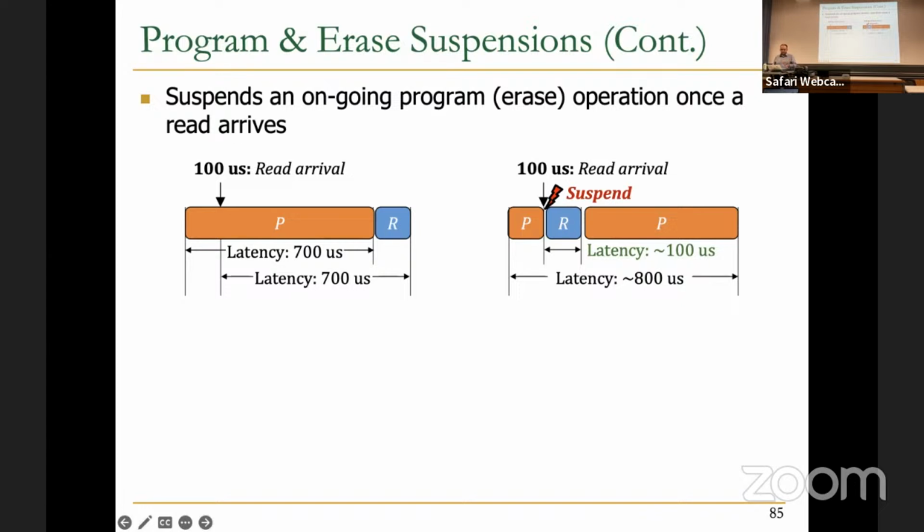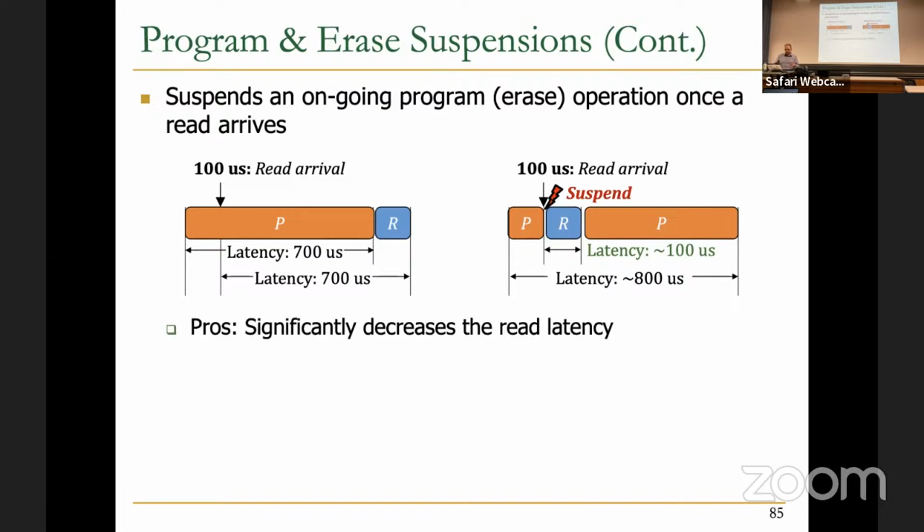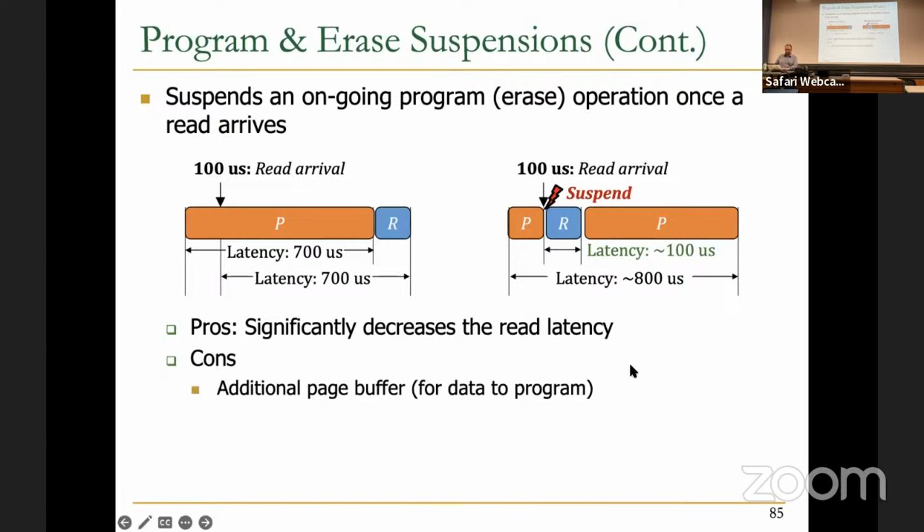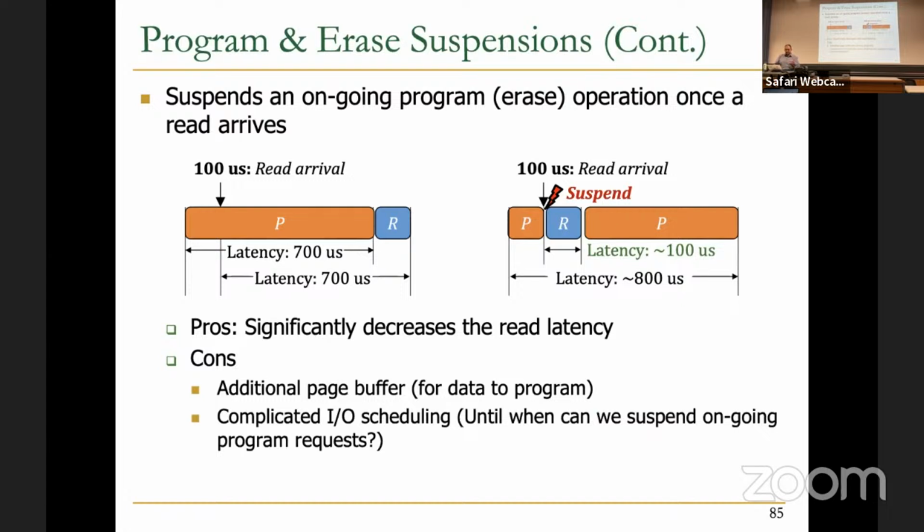And the improvement is even more because reads are on the critical path of the system usually. So it has pros, like significantly decreasing the read latency, but it has cons as well, like an additional page buffer for data to program. So now you need to add another page buffer. And this complicates I/O scheduling. Until when can we suspend ongoing program requests? Which I will also show something about at the end of this lecture.